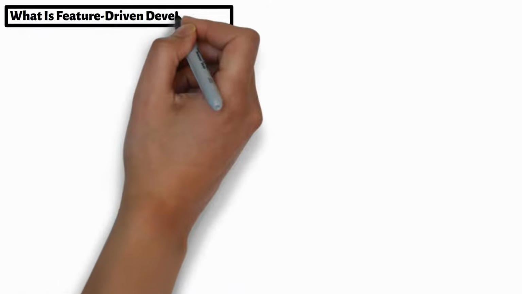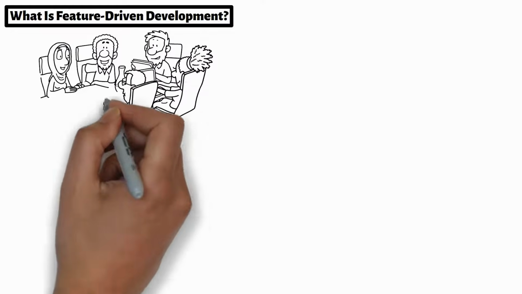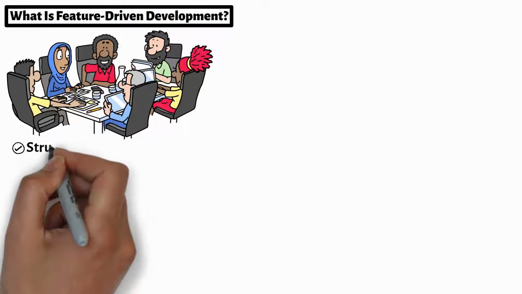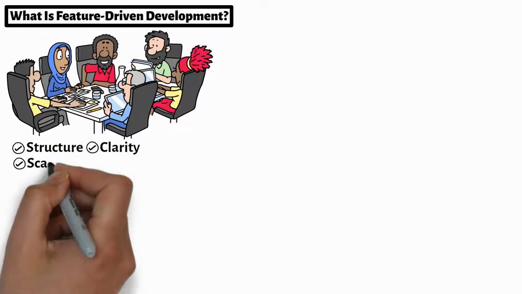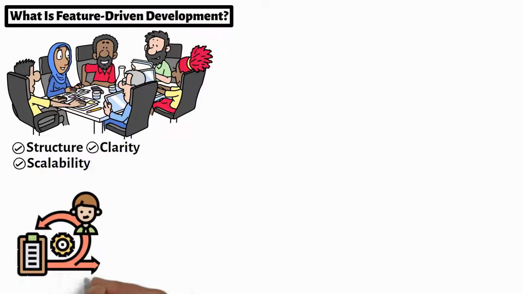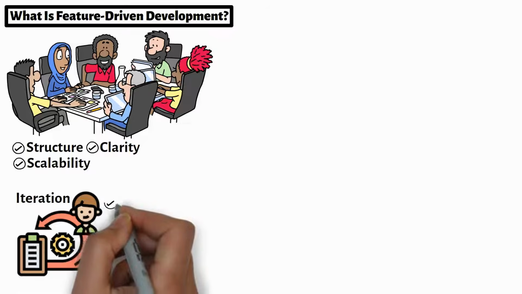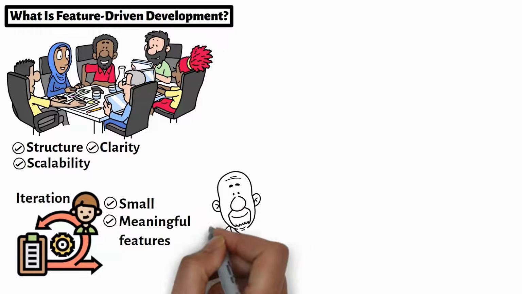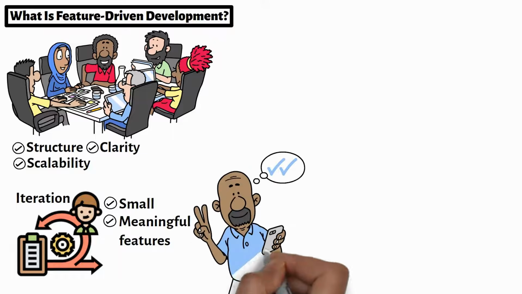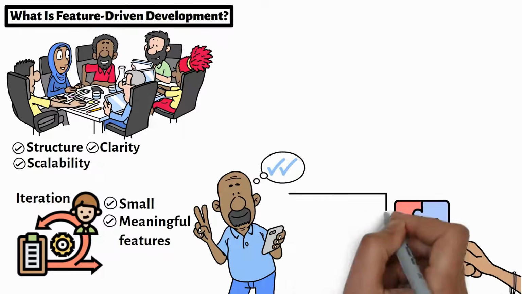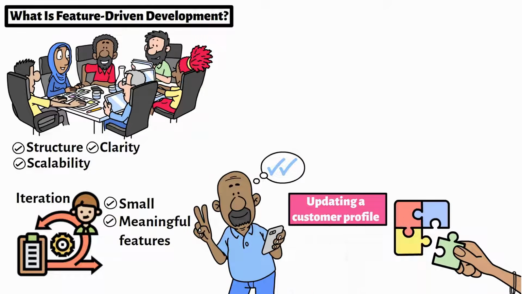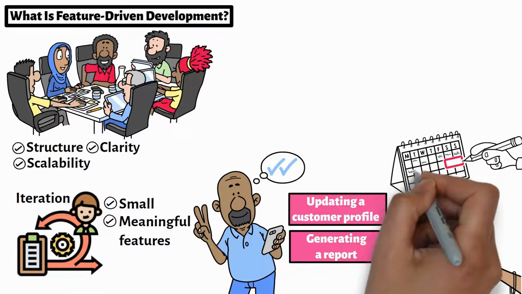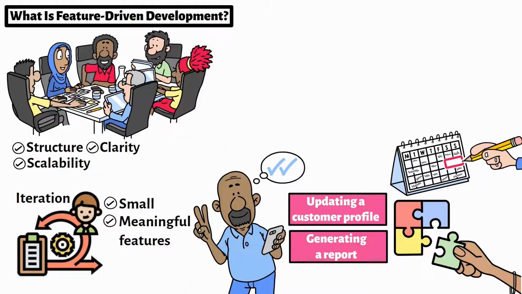Feature-driven development is an agile approach designed for projects where many people contribute to the system and where teams need structure, clarity, and scalability, while still getting the benefits of iteration and frequent delivery. Instead of building large modules all at once, FDD focuses on delivering small, meaningful features that users recognize and value. A feature is a specific piece of functionality, such as updating a customer profile or generating a report. Each feature is intentionally kept small enough to complete within a few days to 2 weeks.